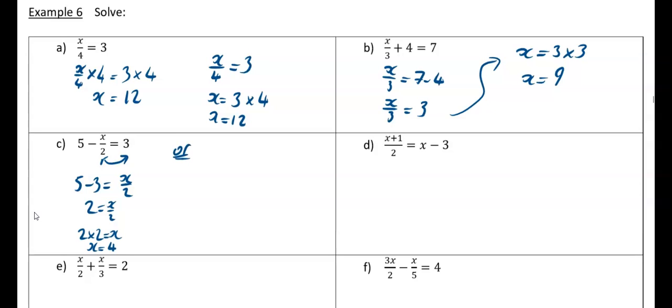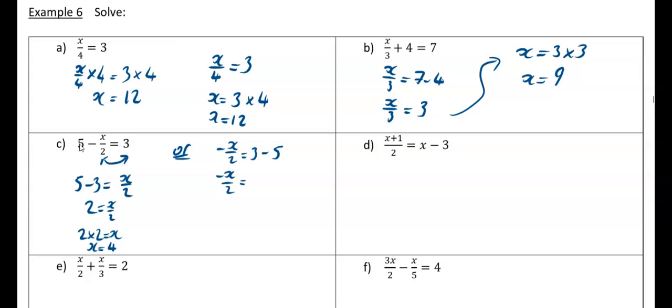Or you maybe don't want to move your 5 minus 3 across. Sorry, you don't want to move your minus x over 2 across. What you could do is just move your 5. Now it doesn't say it here, but this is clearly a positive 5. So it's equivalent of adding 5. So I'm going to leave the minus x over 2 where it is. And I'm going to bring the positive 5 across and it will become minus 5. Tidy that up, that's a bit of a mess.